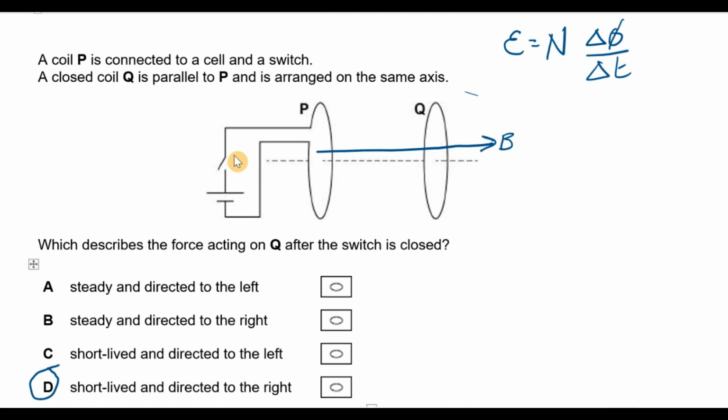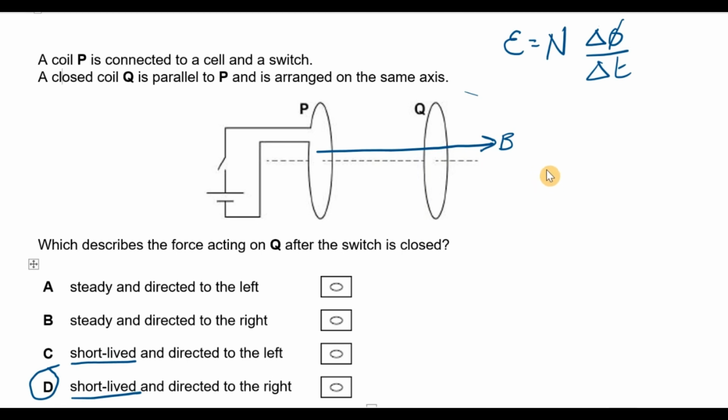However, the switch remains closed, in which case the magnetic field remains running through Q. So after the initial change in flux, there's just going to be a constant flux. So there'll be a very, very short-lived EMF induced in Q. So it's going to be either C or D. Now the other thing is, what direction is that for? Is it going to feel a force on Q?